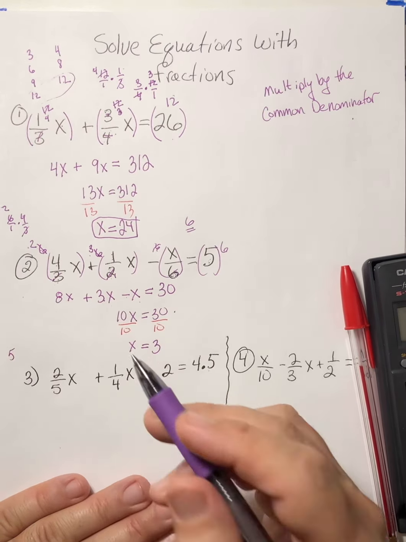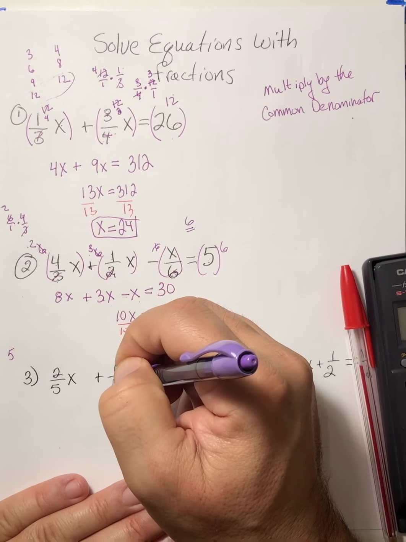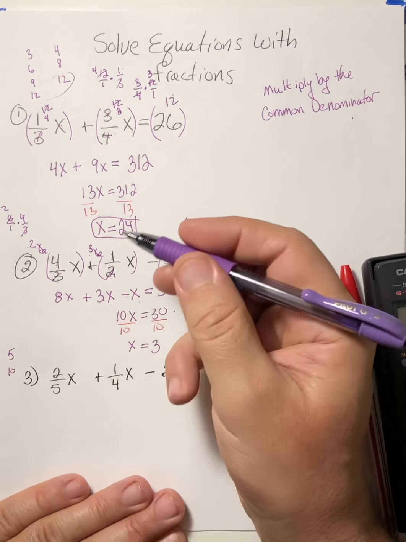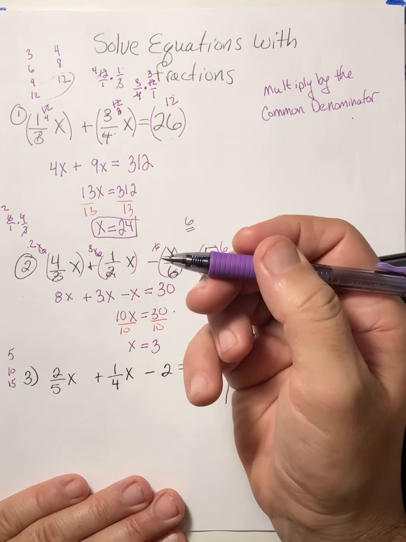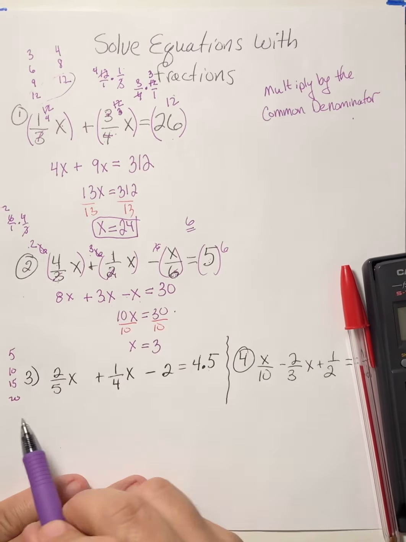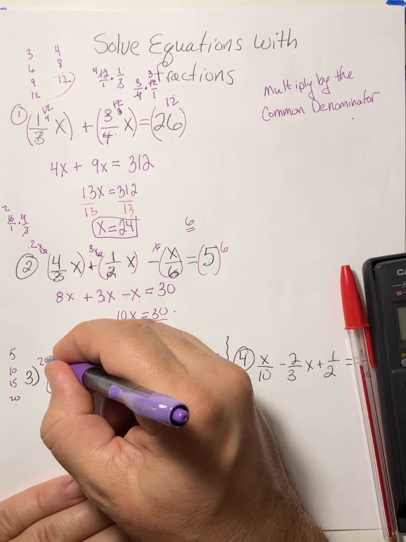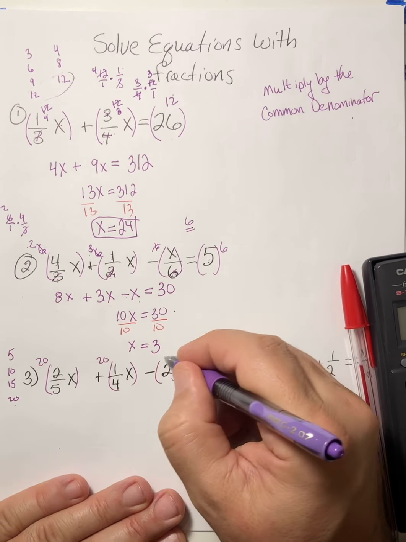Does 4 go into 5? No. All right, let's just start going through multiples of 5 until we get 4 to go into a multiple of 5. So we have 5, we have 10. Does 4 go into 10? No. 15? No. What is it? That's right, 20. 4 goes into 20. So we're multiplying everything by 20.